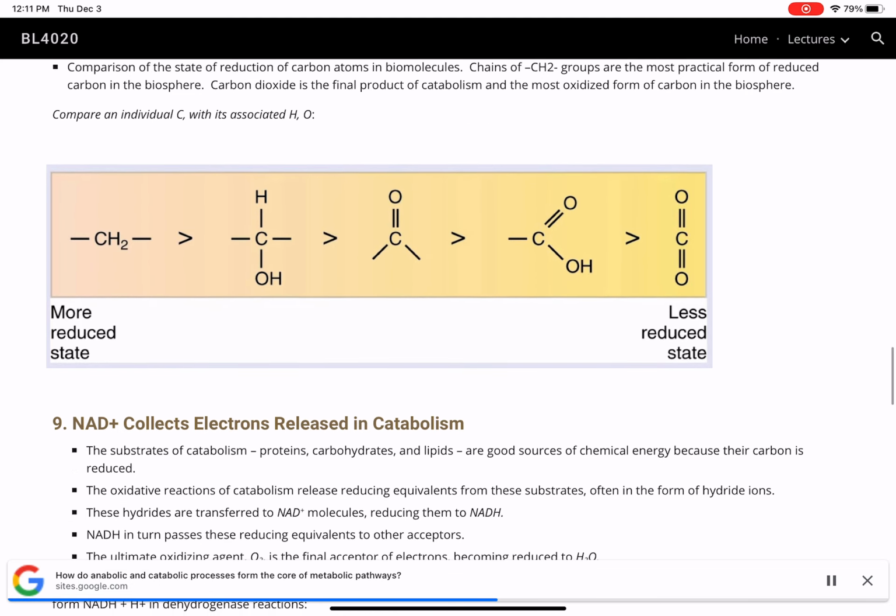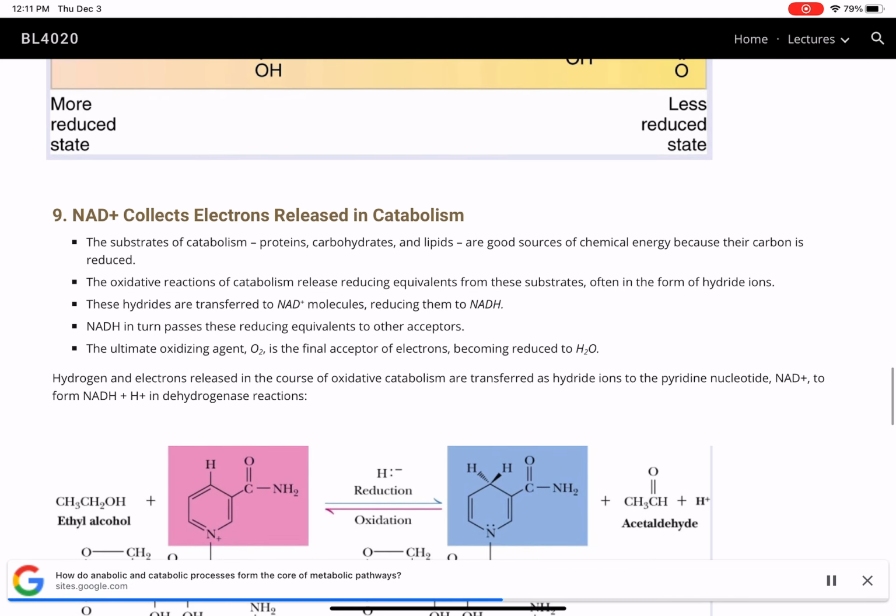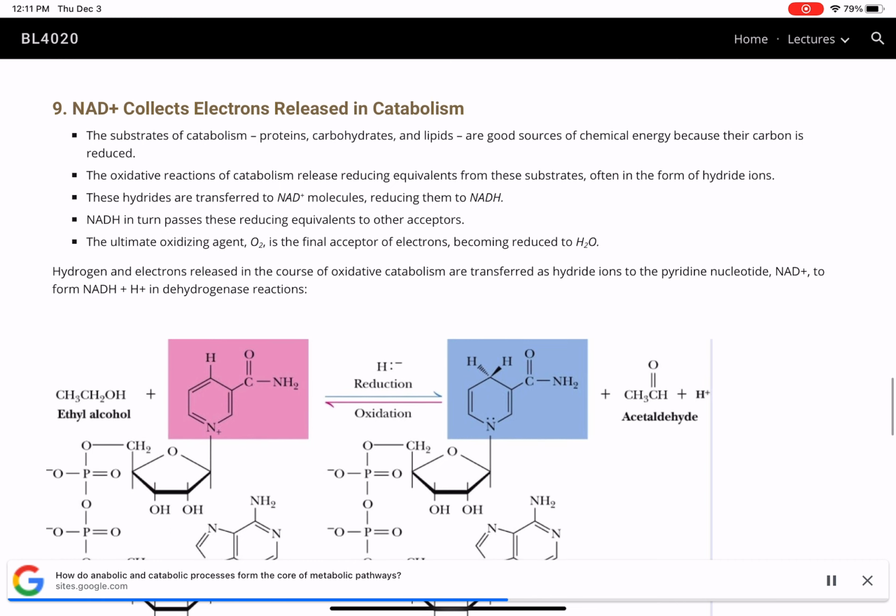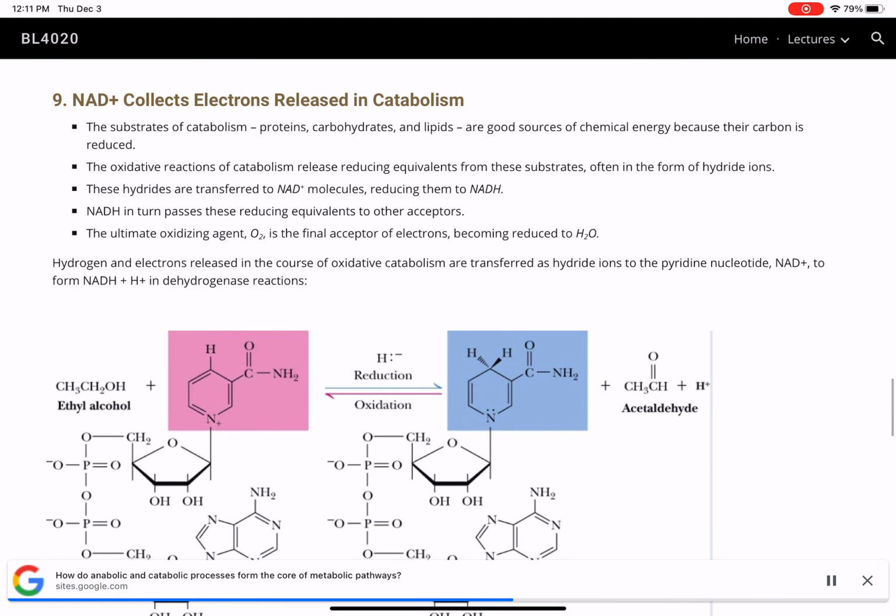9. NAD+ collects electrons released in catabolism. The substrates of catabolism, proteins, carbohydrates, and lipids, are good sources of chemical energy because their carbon is reduced. The oxidative reactions of catabolism release reducing equivalents from these substrates, often in the form of hydride ions. These hydrides are transferred to NAD molecules, reducing them to NADH.